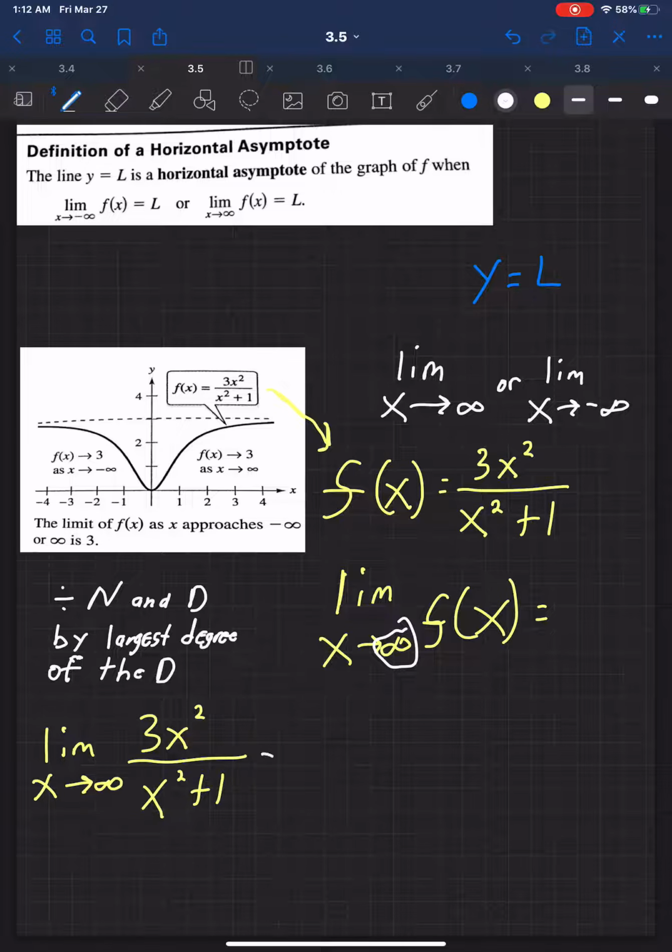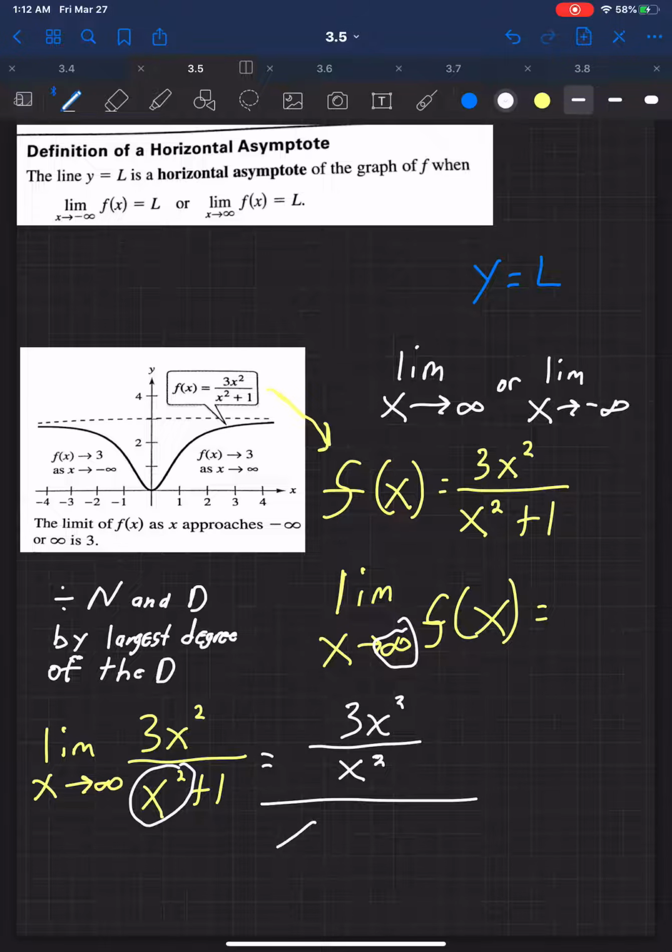In other words, what I'm going to do is divide everything by x squared, because that term, maybe I should say the variable to the highest degree, that leading term. So what does that look like? Well, that looks like this. I have 3x squared divided by x squared over x squared divided by x squared plus 1 divided by x squared.